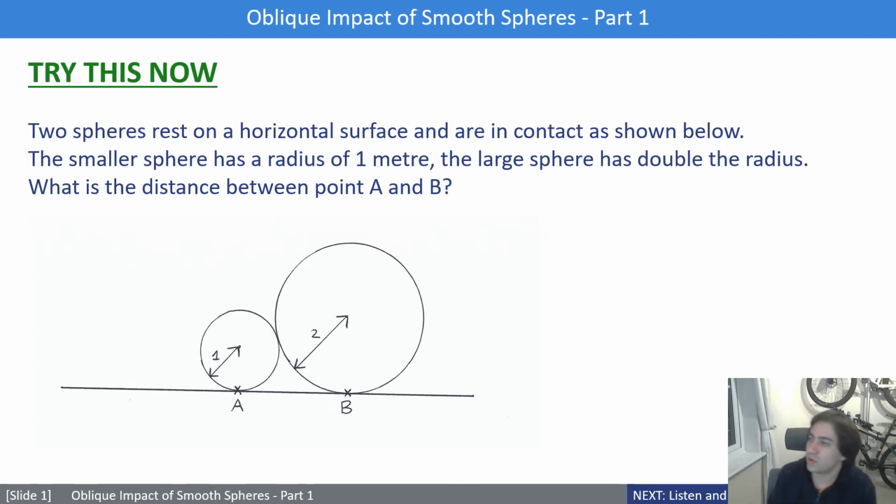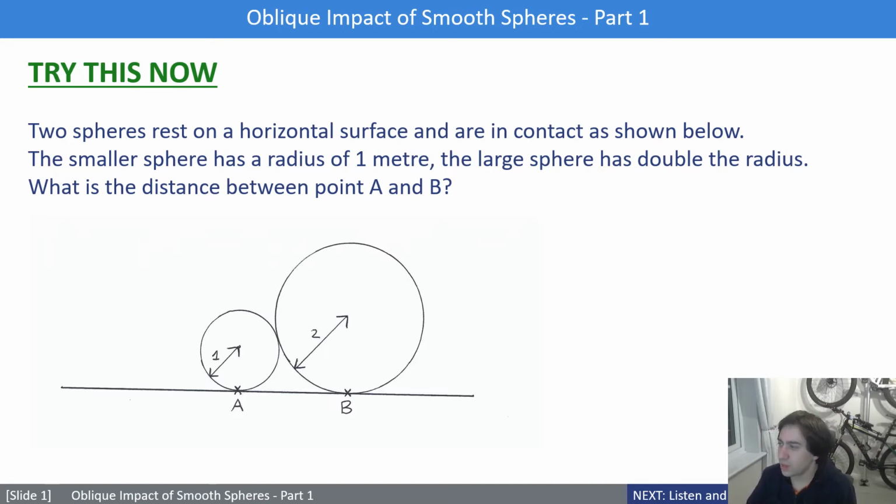Okay, so we're going to look at two sessions on oblique impact of smooth spheres. This is the first of those. The idea is, we previously looked at objects colliding with each other. Typically they've been single point particles. We haven't worried so much about the shape of the objects. And now we're going to generalize that slightly.